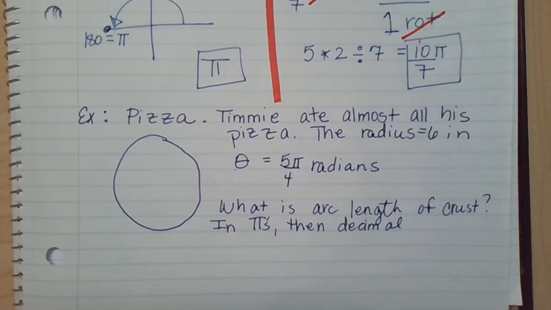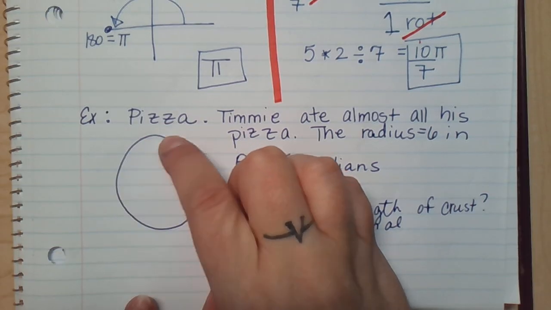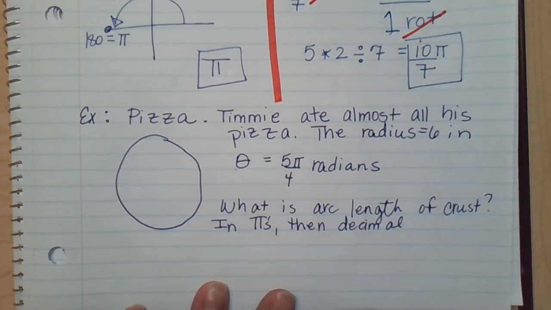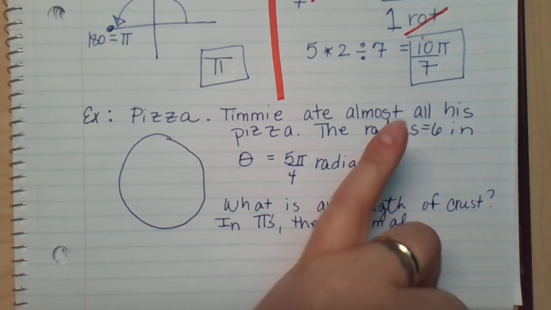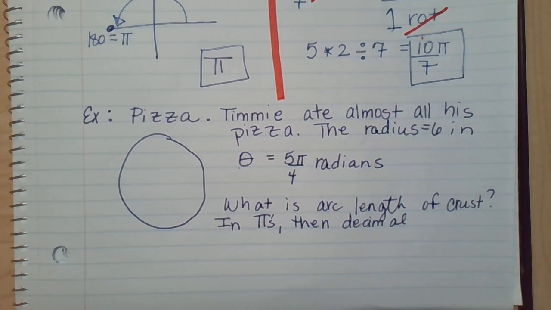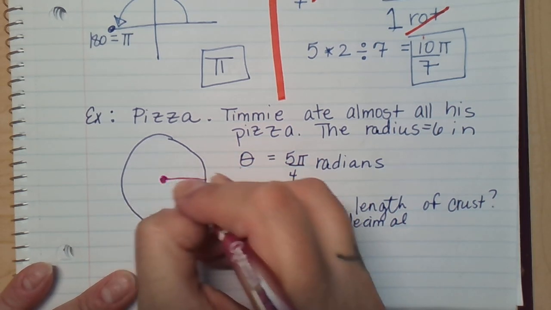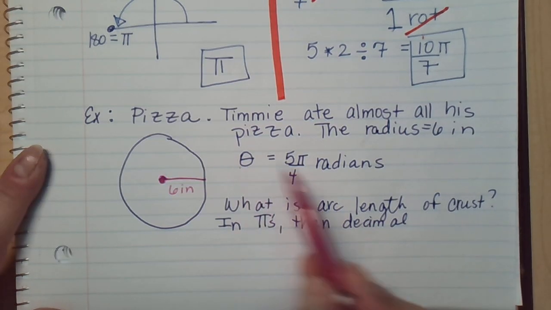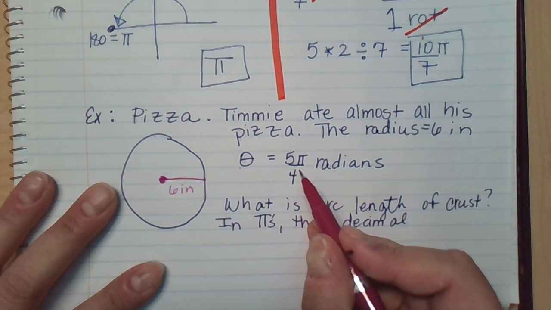All right, let's go again. Let's talk about a circle and how to find just a piece of this outside, like how long, say, the crust is on a piece of pizza. Let's look at this. It says Timmy ate almost all of his pizza. The radius is 6 inches. So that means halfway from the center out is 6 inches. Okay. And then it says the theta is 5 pi over 4 radians. What in the hula? What? We don't know how big that is, but it's okay.